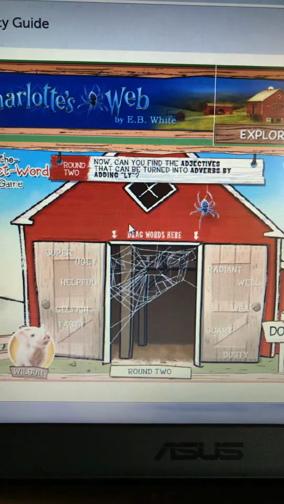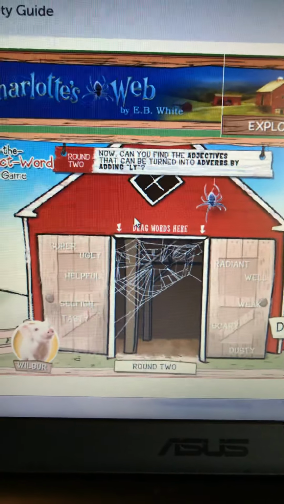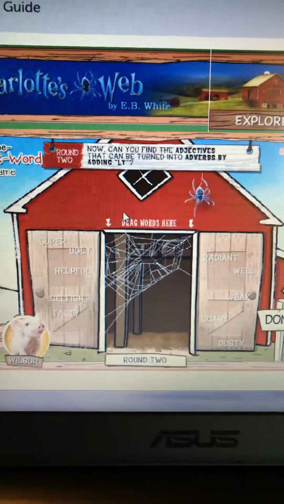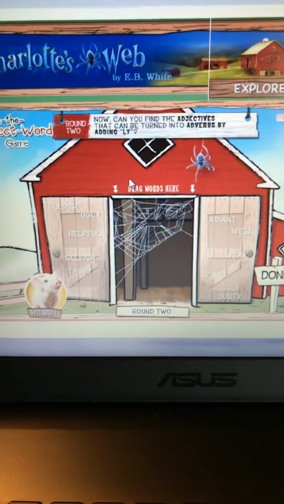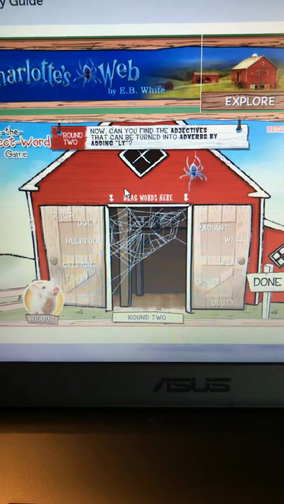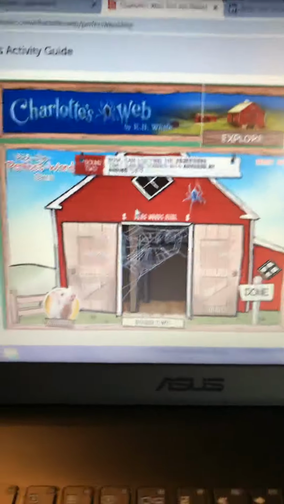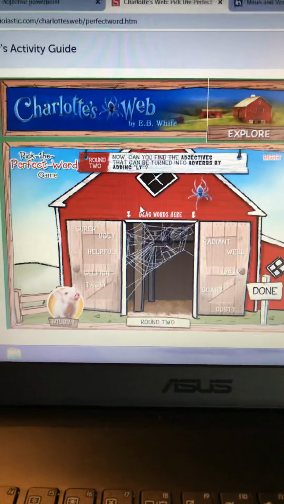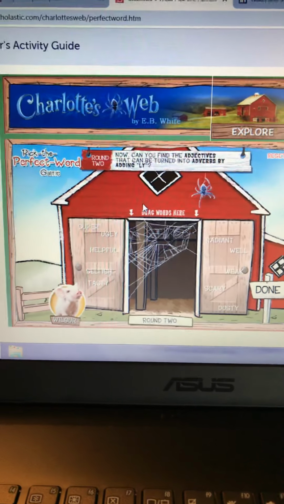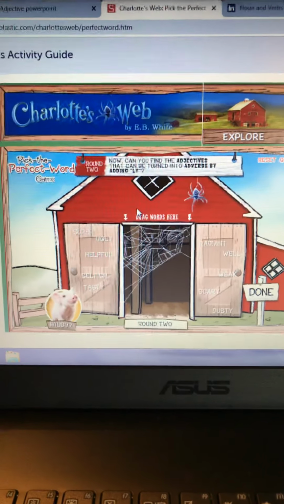It says, now can you find the adjectives that can be turned into adverbs by adding ly? Remember, adverbs are words that describe verbs. So you would look for the words that could have ly added to them, and you would put them in the web. So there's 2 or 3, 4 rounds I think in each exercise, and then you can click done, and Charlotte will actually at the end of the game put one of the words, the one word in her web, and then you can go ahead and go to another round.